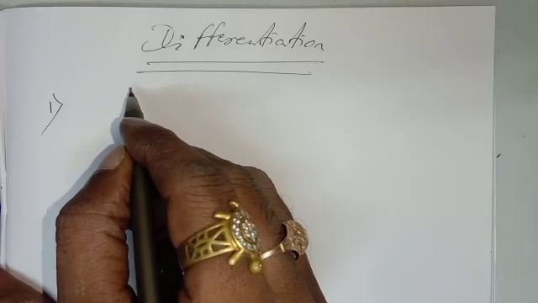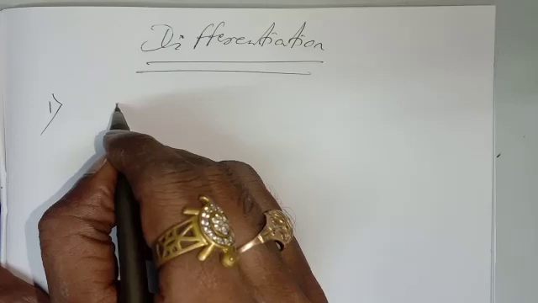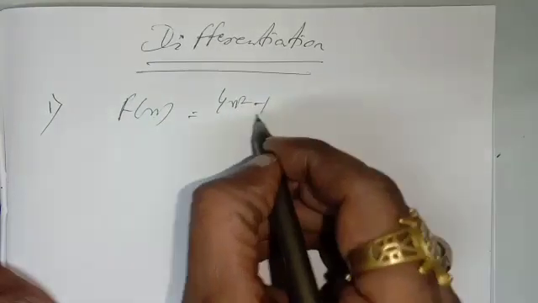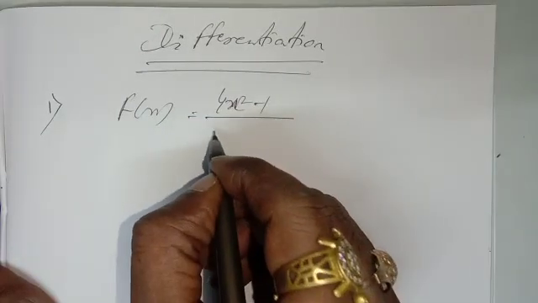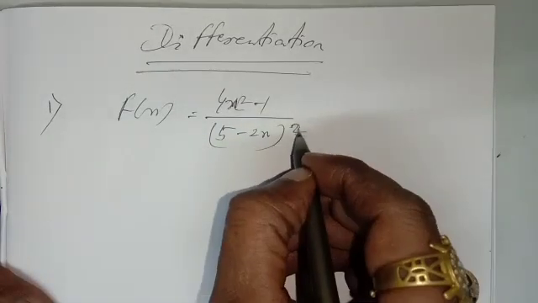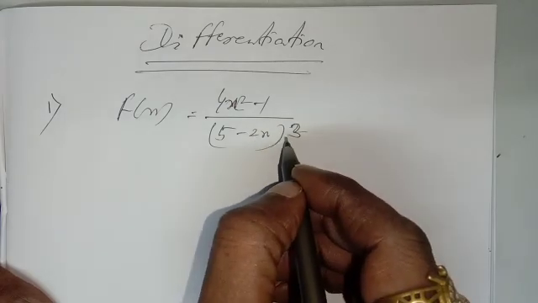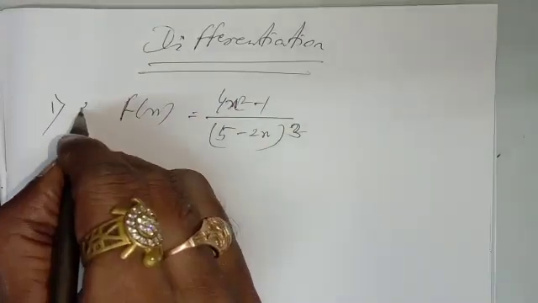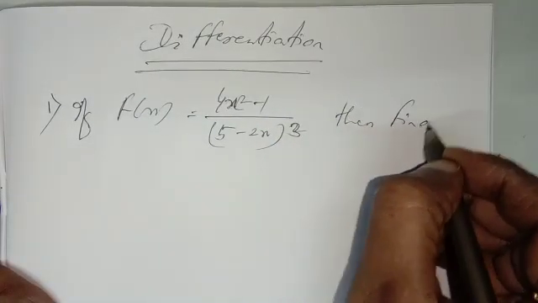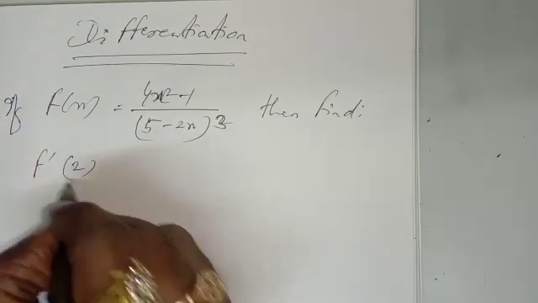Let us do the chapter differentiation. Question number 1: given f of x equals (4x square minus 1) by (5 minus 2x) whole cube. Means if f of x equals this, then find f dash 2.